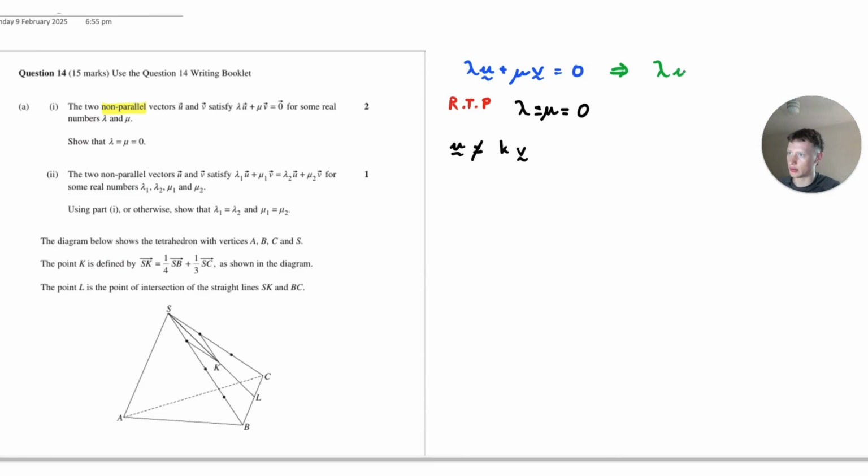lambda u equals negative mu v. And since u and v cannot be equal, the only way in which we can get this is if lambda is 0 and mu is 0. In other words, we can't actually have a scalar multiple bring this one to a point where it equals this one.